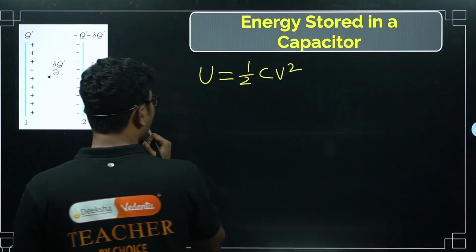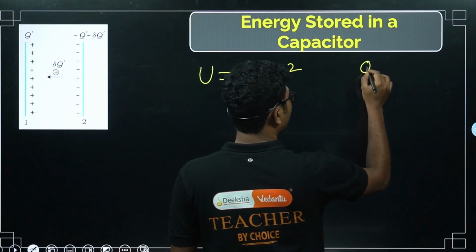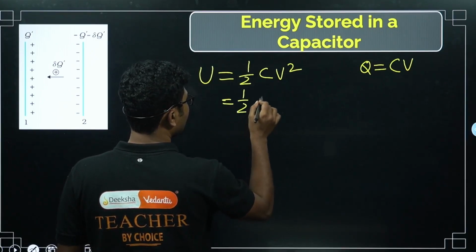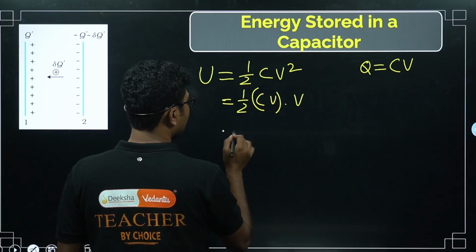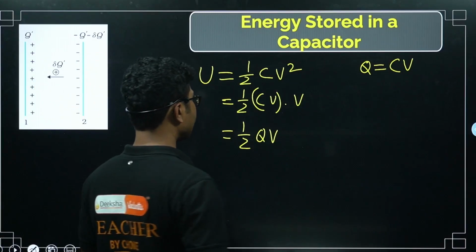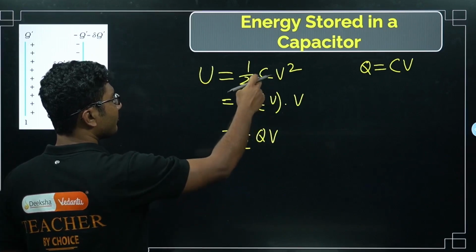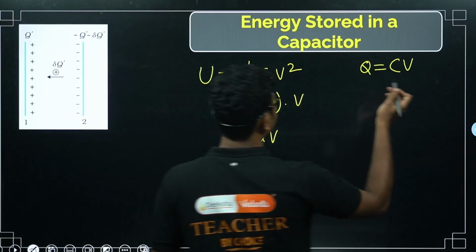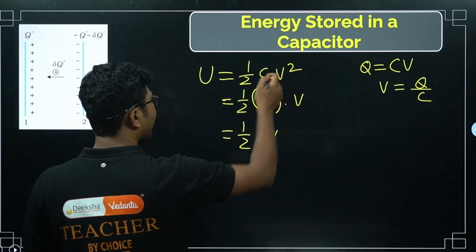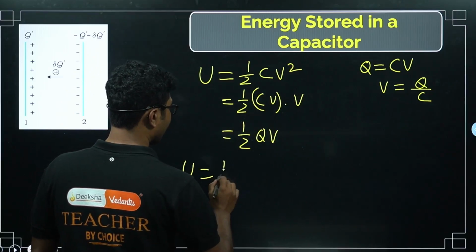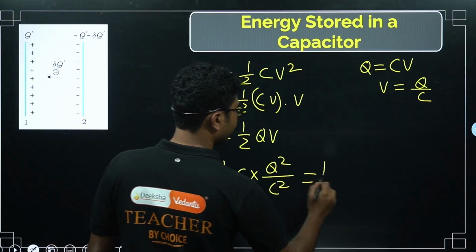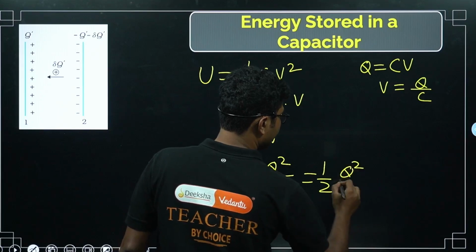Now, there are different forms of that. We know that Q is equal to CV. So if we write this expression as half CV times V, then this can also be written as half QV. This is another alternative form of this equation, only in terms of charge and voltage, whereas the first is for capacitance and voltage. Another option is V equals Q by C. If we put that value here, you will get U equal to half C times Q square by C square, or half Q square by C. These are the three equations.